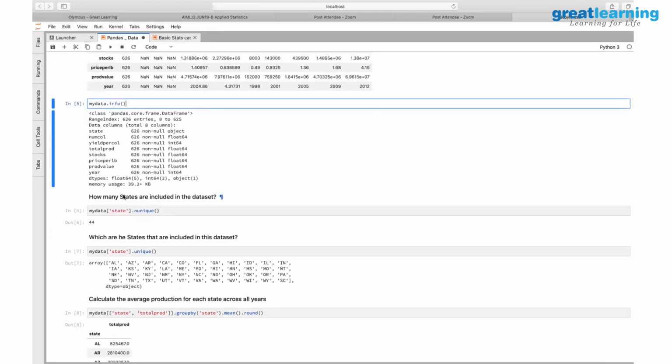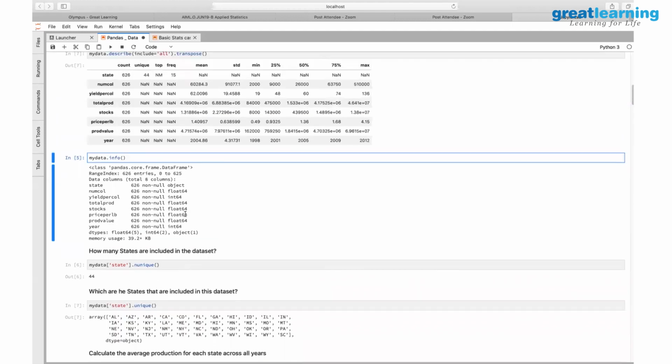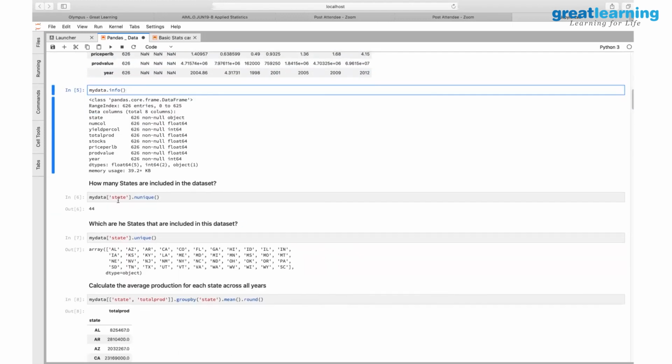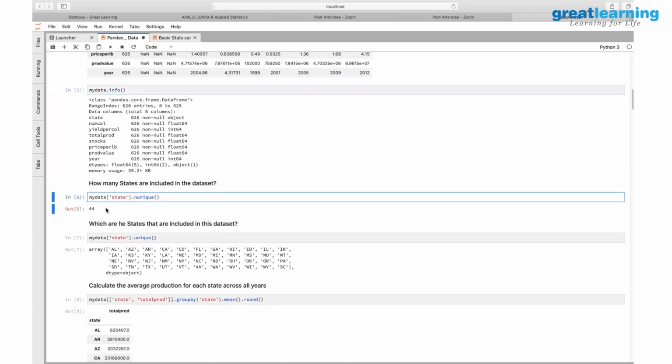Now the question is, how many states are included in the data set? We have seen it here when we included state: 44. You can get it through this, or you can just say my data, the state variable, nunique. How many unique values are there? nunique gives you the number of unique values for that particular column.